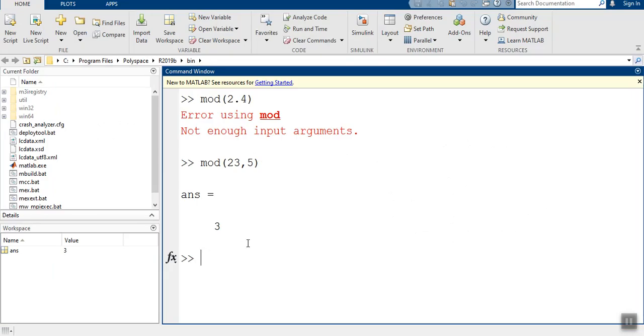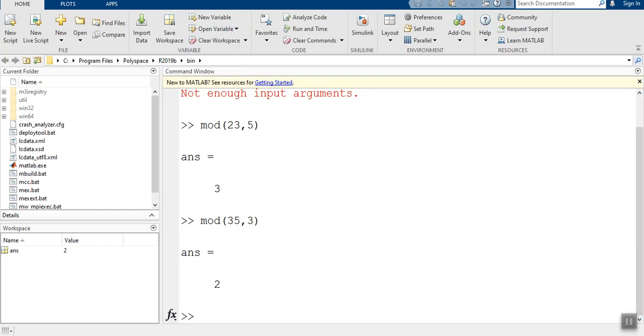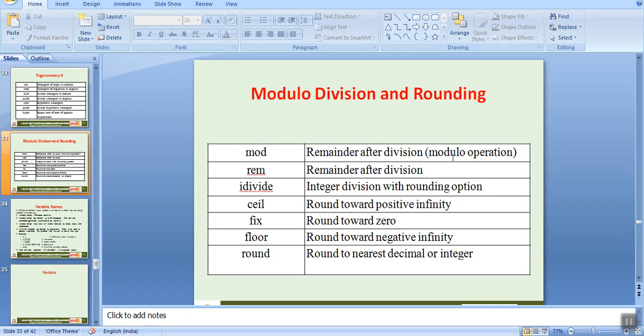In the similar way, check another one, mod of 35 comma 3. Then what happens? You will get 2. 11 threes are 33, so the remainder is 2. So what is the mod function? Remainder after division, the modulo operation.